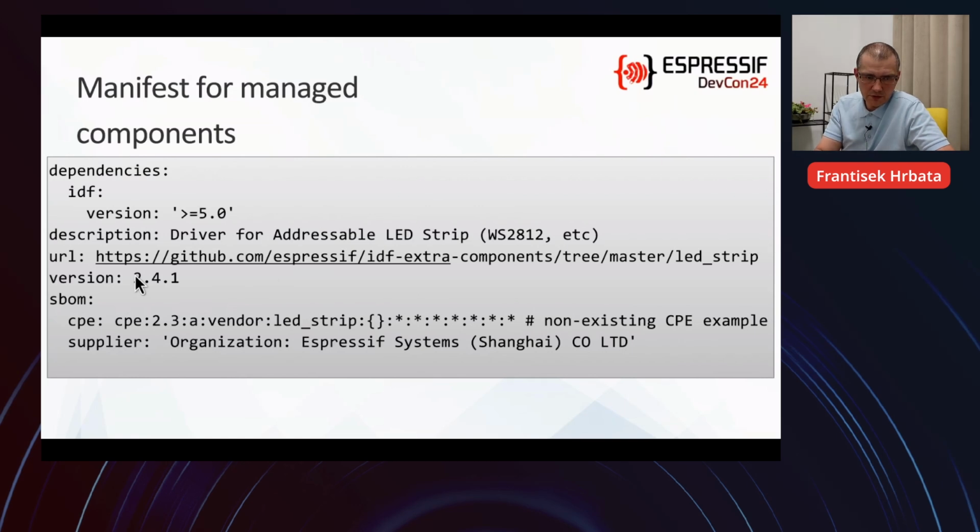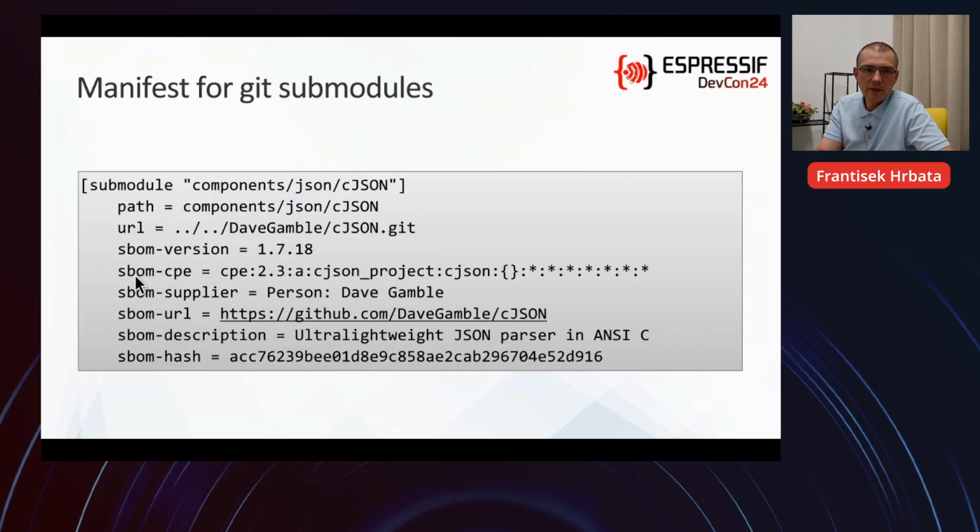The reason for this integration is that there is probably no reason to have two files, an IDF component YAML file and an SBOM file at the same level, describing the same information. And the manifest information can also be specified directly in Git modules. So you can see it's just a different format, but it expresses everything that is needed.